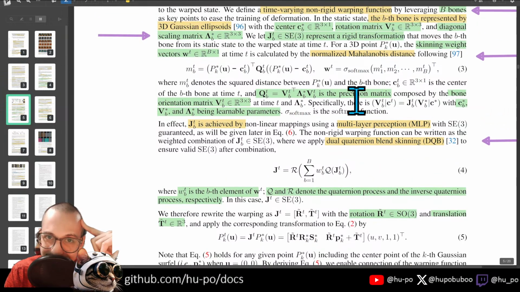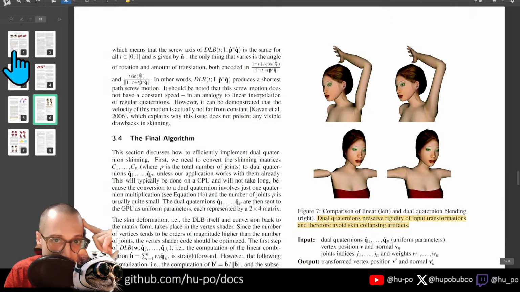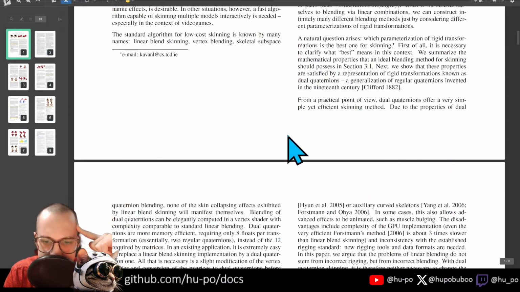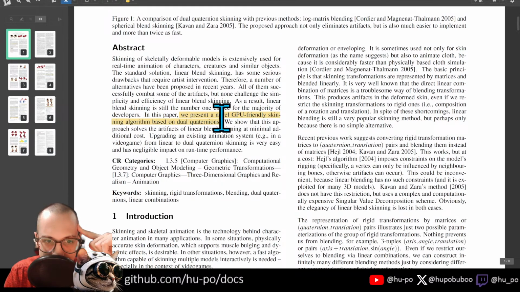Okay, we got another tangent here. What is dual quaternion blend skinning? Dual quaternion blend skinning comes from this paper here. This is also pretty early. This is a 2008 paper, I believe. Skinning with dual quaternions. Dual quaternions are a novel GPU-friendly skinning algorithm based on dual quaternions.